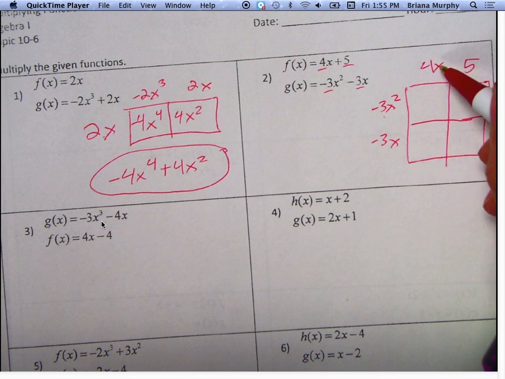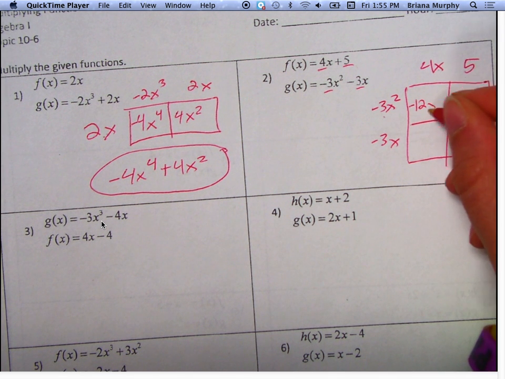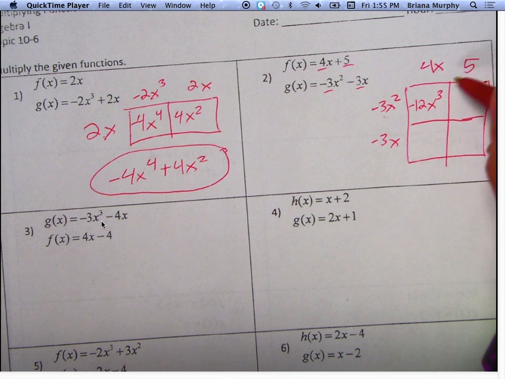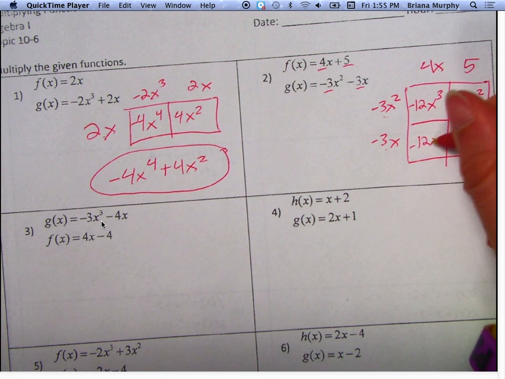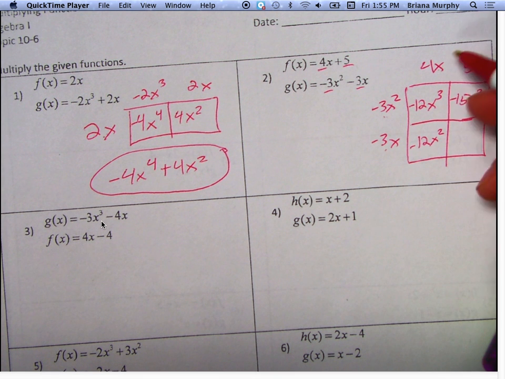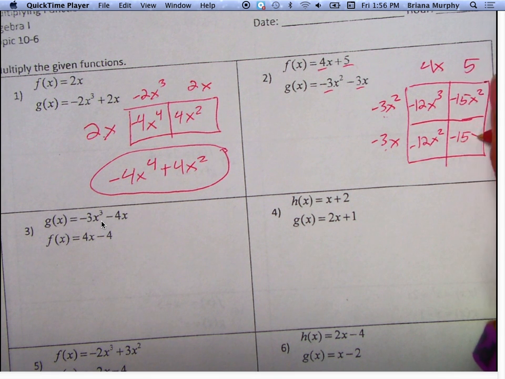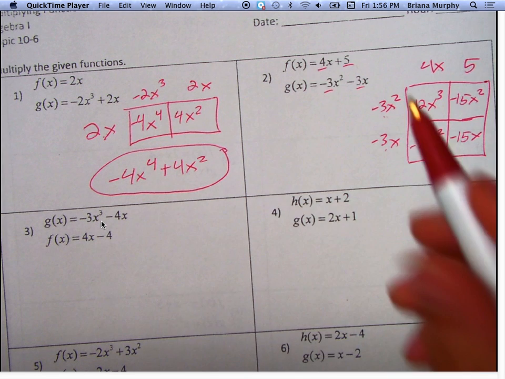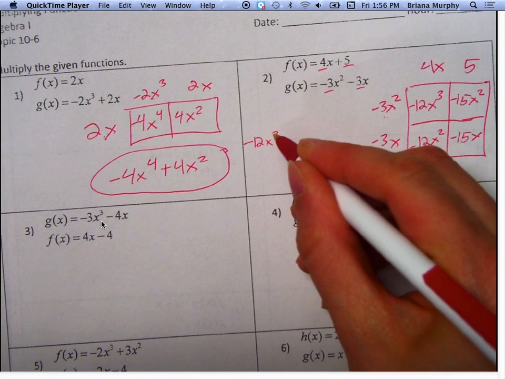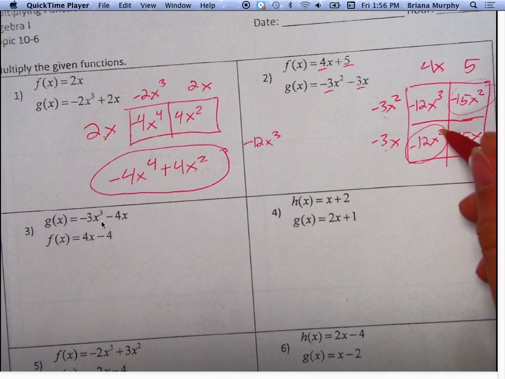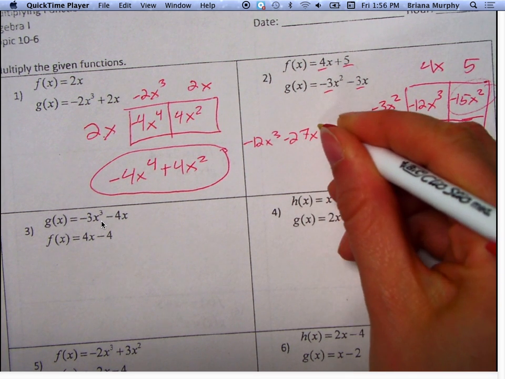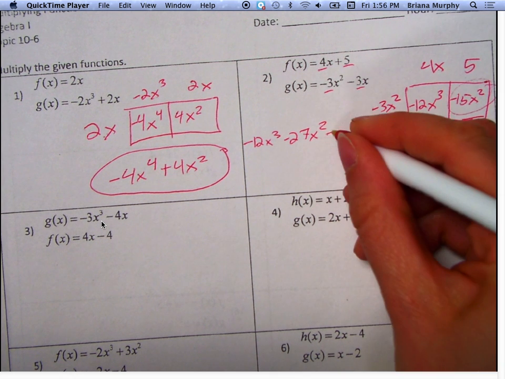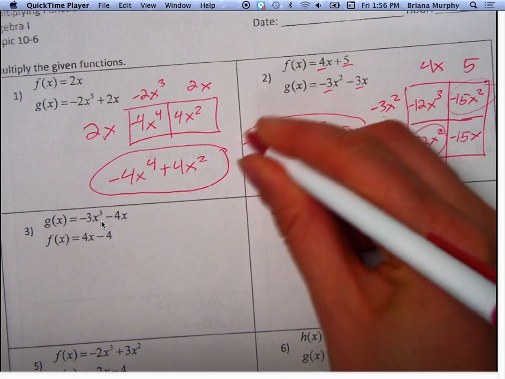Negative 3x squared times 4x is negative 12x to the third. Negative 3x squared times 5 is negative 15x squared. 4x times negative 3x is negative 12x squared. Negative 3x times 5 is negative 15x. So we're going to get negative 12x to the third. Negative 15x squared and negative 12x squared gives me negative 27x squared. You add your like terms. And we have negative 15x. So that's my final answer.